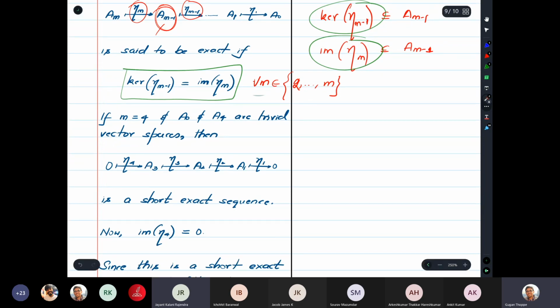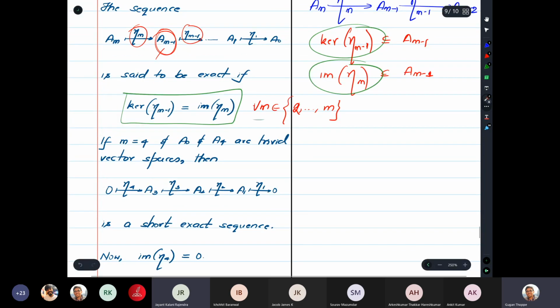So what is special about this? In this sequence, let's say m is 4, and the first and the last vector spaces are trivial. Let's look at such a sequence. I have taken this sequence and written it exactly in the same way as before. The only change is that m is now 4. So we have A0, A1, A2, A3, A4. And in addition, I require that both A0 and A4 be trivial vector spaces, so I've set them to be 0.